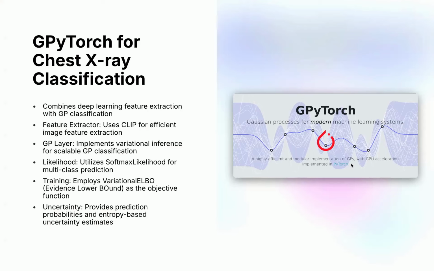In the example that I'm going to be talking about today, we utilize CLIP for efficient image feature extraction. We're utilizing a GP layer, which implements variational inference for scalable GP classification. We're utilizing a softmax likelihood for multi-class prediction, and we're utilizing a variational ELBO, or evidence lower bound, as the objective function. And we're able to obtain uncertainties from these predictions and also obtain probabilities related to how likely the outcome is for certain data points.